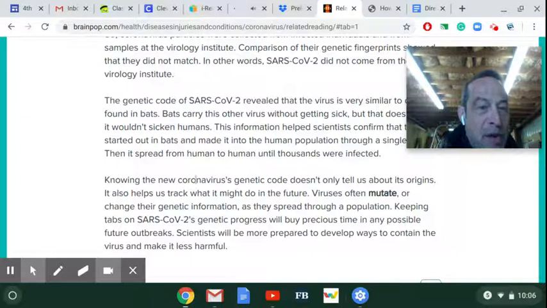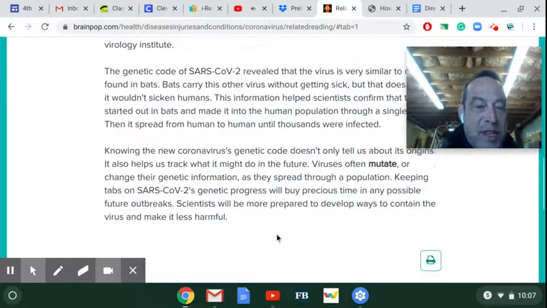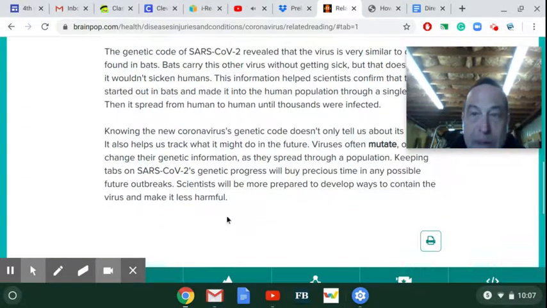Knowing the new coronavirus's genetic code doesn't only tell us about its origins, it also helps us track what it might do in the future. Viruses often mutate or change their genetic information as they spread through a population. Keeping tabs on SARS-CoV-2's genetic progress will buy precious time in any possible future outbreaks. Scientists will be more prepared to develop ways to contain the virus and make it less harmful.